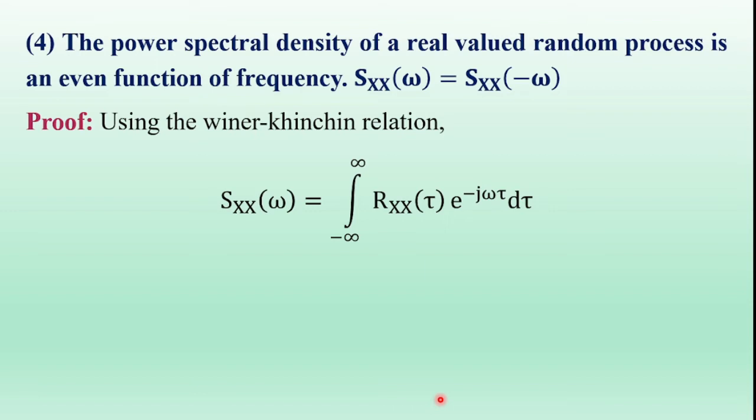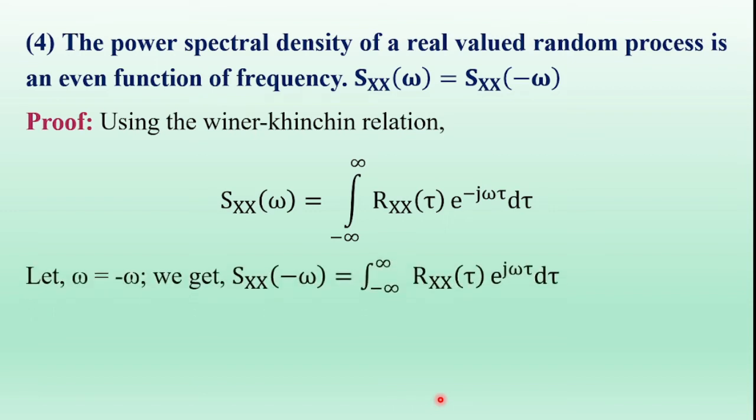In this equation, omega is replaced by minus omega. We get Sxx of minus omega is equal to integral minus infinity to infinity Rxx of tau. Here already a minus is there. After substituting omega as minus omega, minus into minus gives plus. We have e power j omega tau d tau.